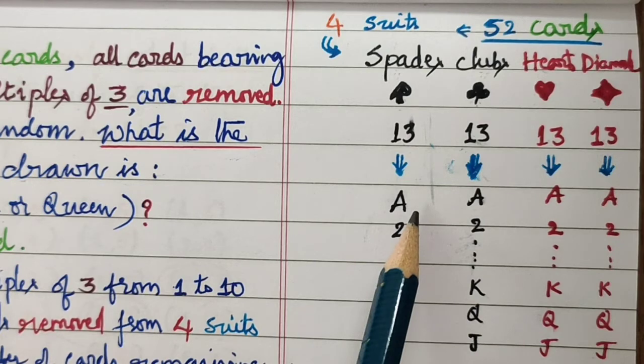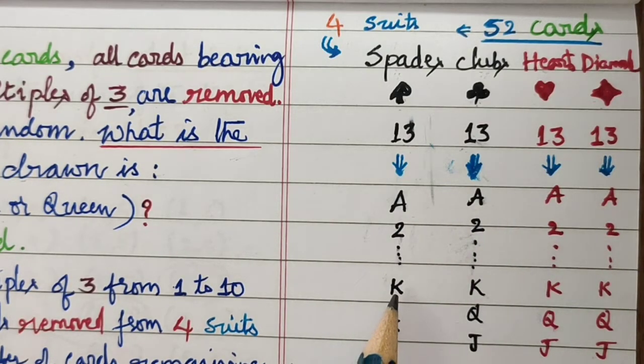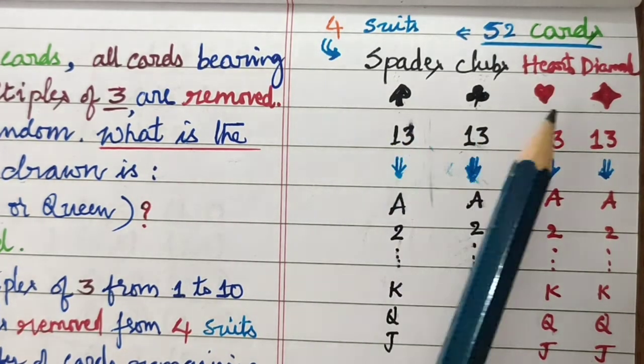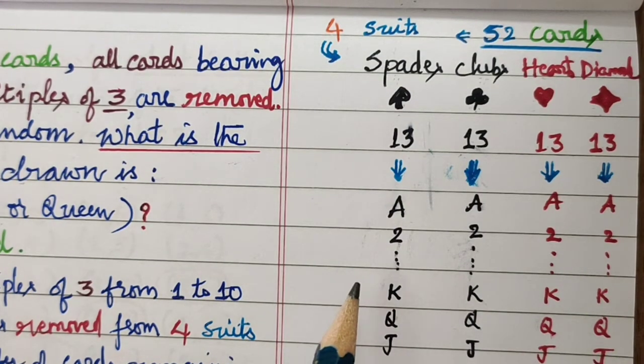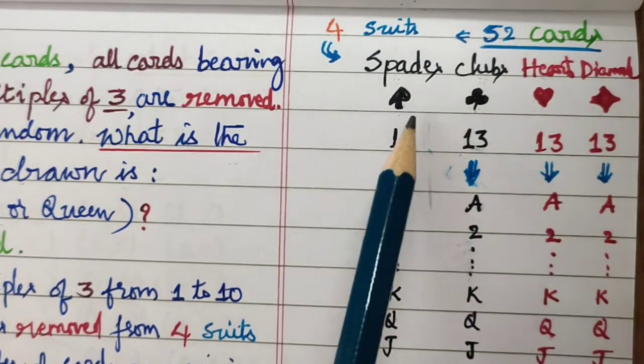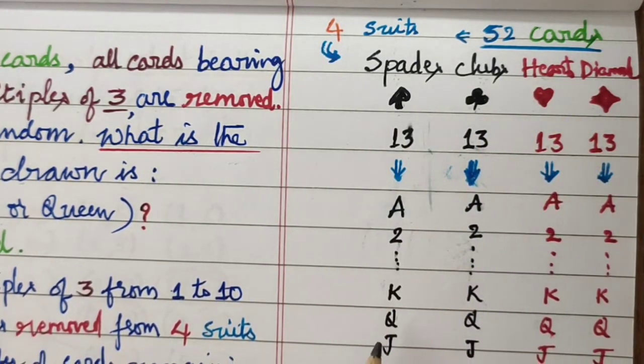In each suit, the first is the Ace, then 2 to 10, then King, Queen and Jack. These are the types of cards in the 52 cards. There are 4 suits, spades, clubs, hearts and diamonds, with 13 cards each. From 2 to 10 there are numbers, and then these are the letters.